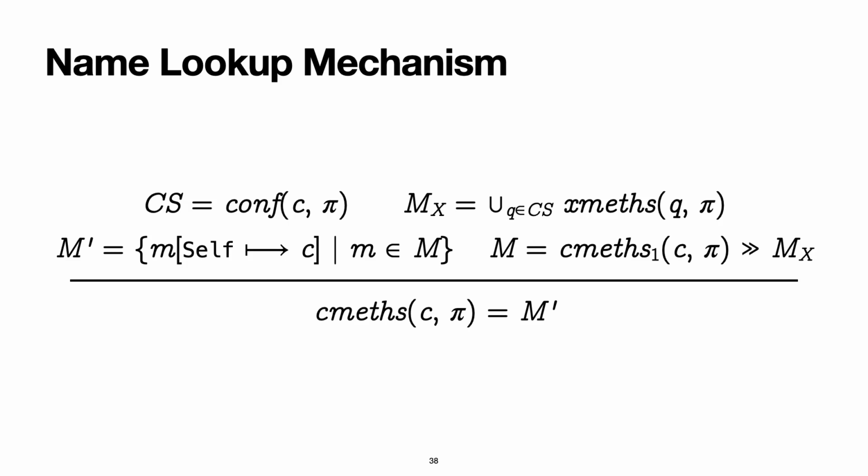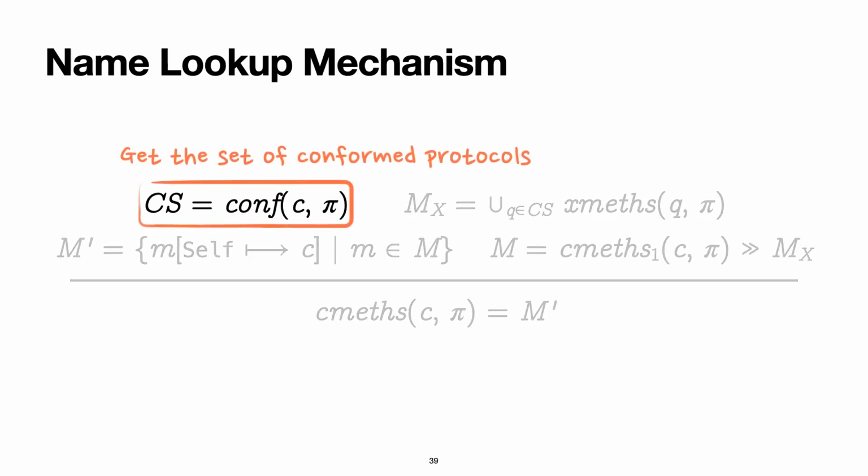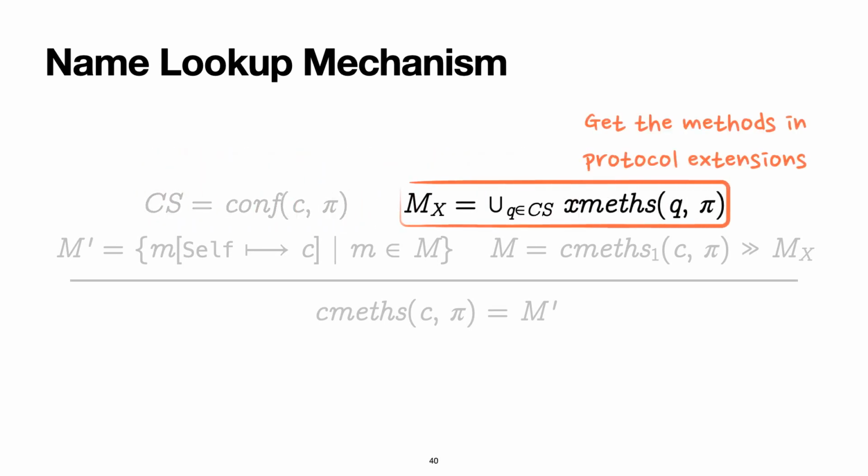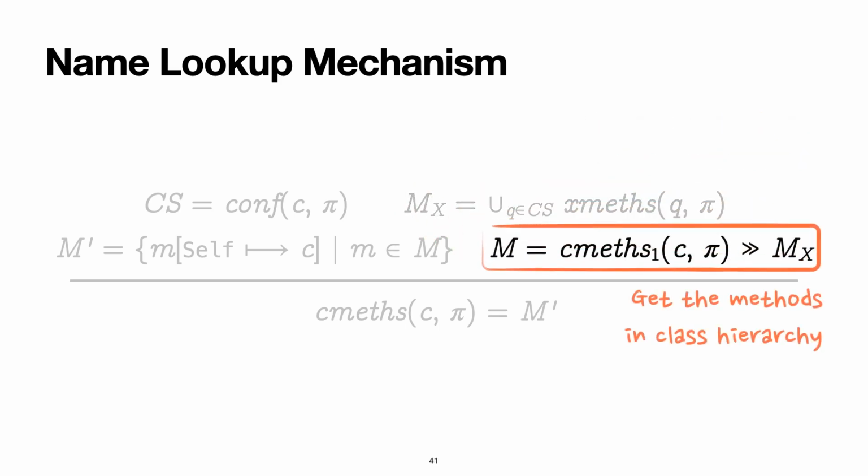It follows that method lookup works along two orthogonal dimensions. One relates to protocol conformance. The first step is to get the set of conformed protocols in order to collect all methods defined in protocol extensions. I didn't mention this earlier, but we can associate protocols with different implementations of their requirements that are inherited by all conforming types. Then we move to the second dimension of method lookup and get the set of methods declared in the class hierarchy.